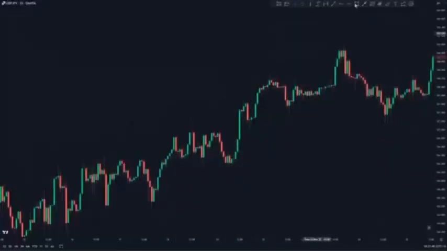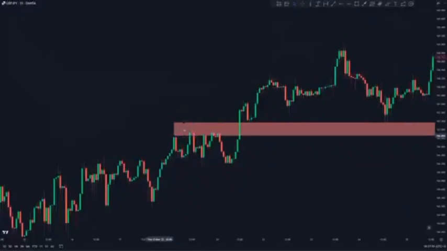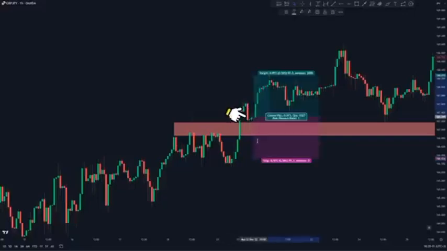I mean, look at this. To take a long trade, you identify a resistance zone, wait for the price to break and close above the zone, and then enter a long trade on its retest.